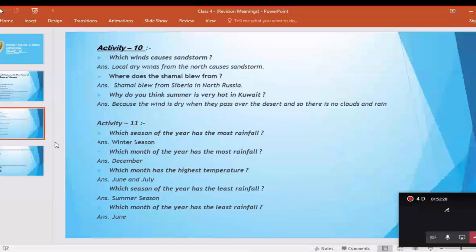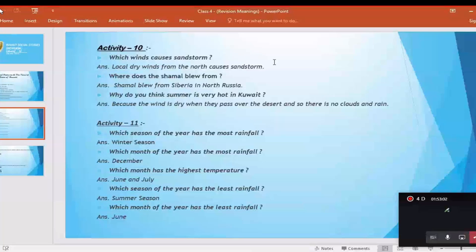Activity number 10. Have you written this? I only wrote 10. The last question I didn't write. Yes, I completed. Yesterday you have completed the activity number 10, isn't it? Yes, I completed. Activity number 10 and 11. Teacher, can I write the 11th?